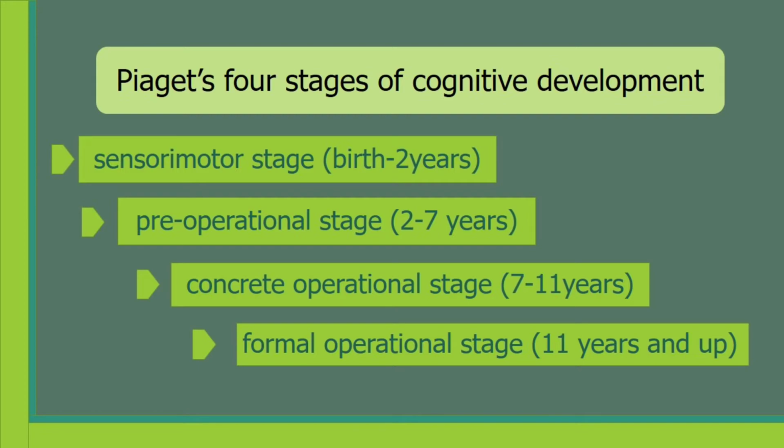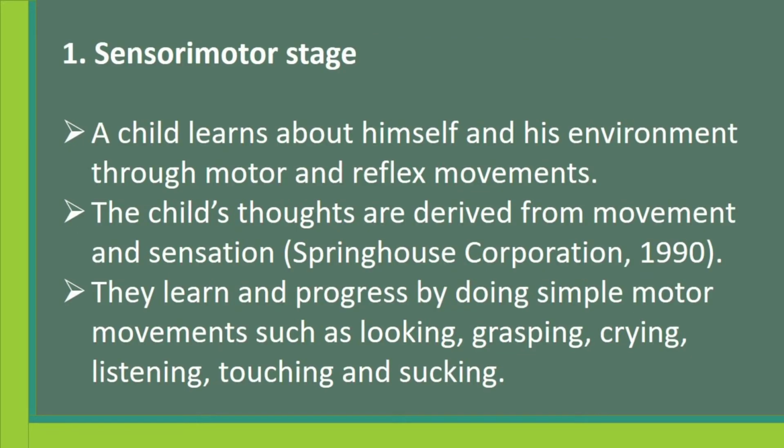Piaget contends there are four stages of cognitive development, which are sensory motor stage, birth to 2 years, pre-operational stage, 2 to 7 years, concrete operational stage, 7 to 11 years, and formal operational stage, 11 years and up. The first stage, or the sensory motor stage, is the stage where a child learns about himself and his environment through motor and reflex movements.